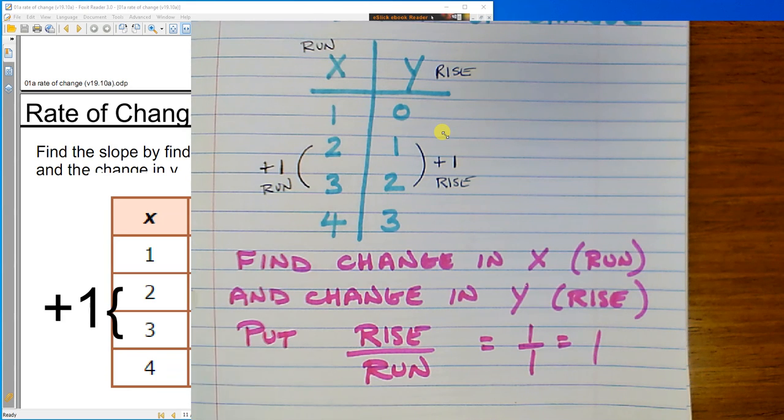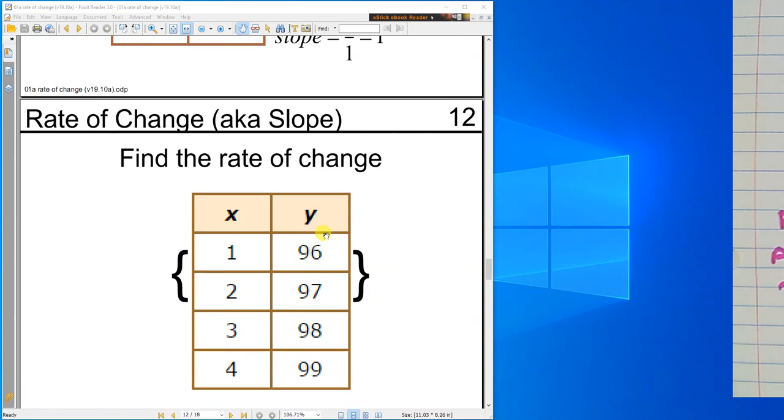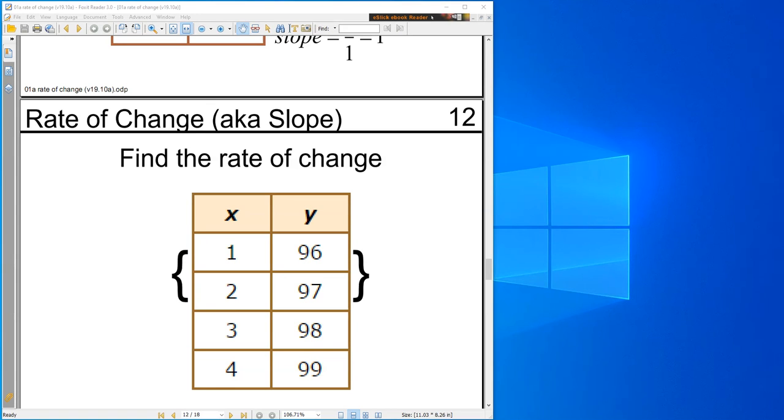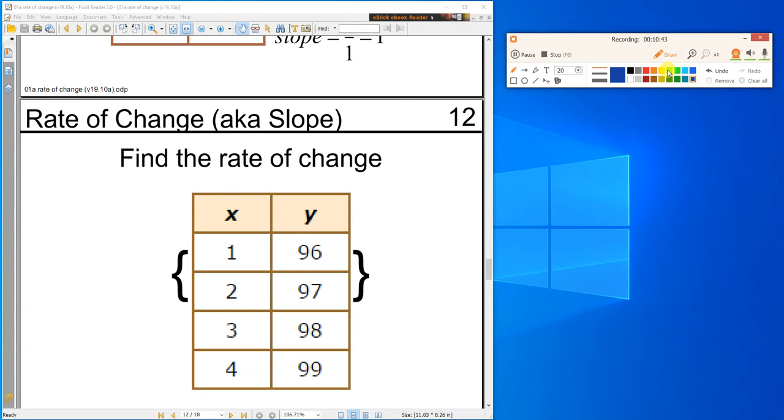Over and over again. So let's do another one. I like these problems. So I find my change in x. Well, it was at 1, and now it's at 2, which means it went up by 1, plus 1. Y, it was at 96, now it's at 97, it went up by 1. This is my rise. This is my run. I put rise over run, which is 1.